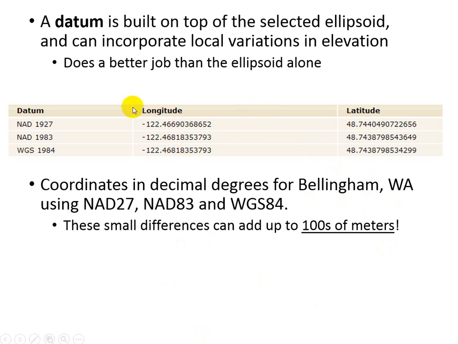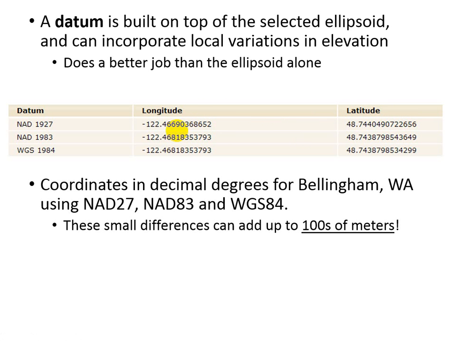These are the coordinates for Bellingham, Washington in decimal degrees. If we use this datum, NAD 27, versus this datum versus this datum, it's all the same place, right? It's not like the place is moving around, but if we look way out here in the long, small decimal places, we can see different values for these guys. But it's the same place. It's because we're using different datums. These are different coordinate values, right?